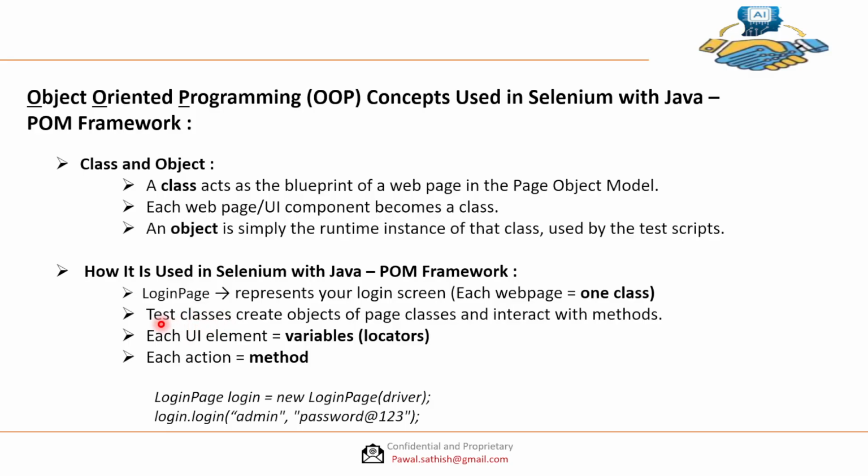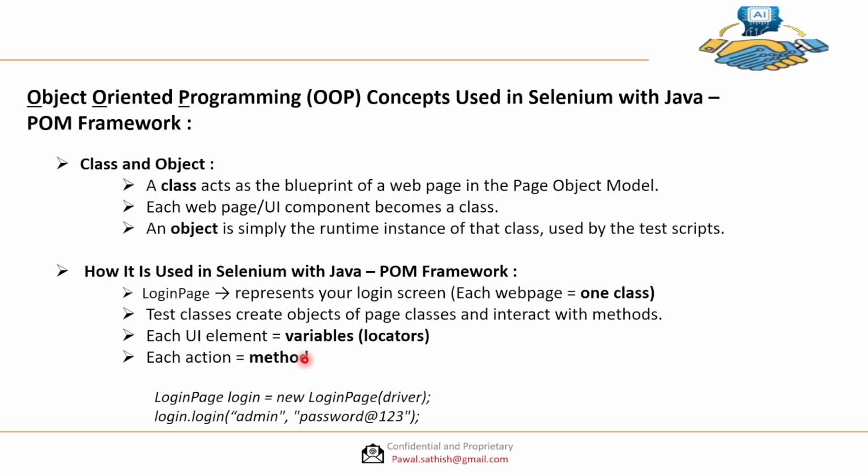Here you can see test classes create an object of page classes and interact with the methods. With this class we need to create an object, and using this object we interact with the methods. We'll see all these details, like how we'll interact with the methods using inheritance. On the login screen we have different UI elements, like username, password, remember me checkbox, and login button. These are all the locators, and each action we consider as a method.